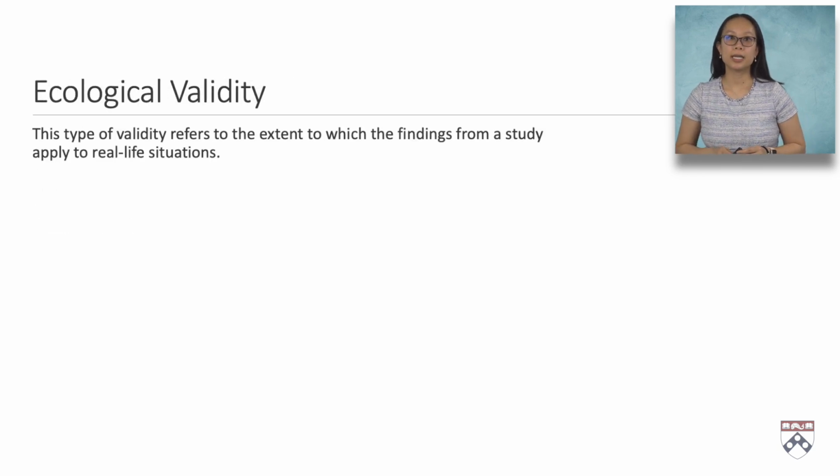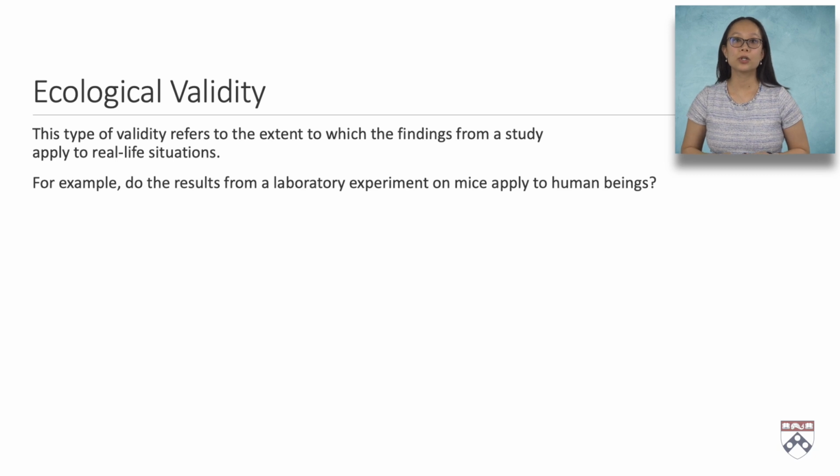So ecological validity is a type of validity that refers to the extent to which the findings from a study apply to real-life situations. For example, do the results from a laboratory experiment on mice apply to human beings? Which is a very important question because a lot of the products that we might come across, especially if they are marketed for health reasons, are typically tested on non-human beings in the beginning. And ecological validity refers to whether the results that we see, for example, whether a medication that is applied on mice would be equally effective or might potentially be ineffective if applied to human beings.